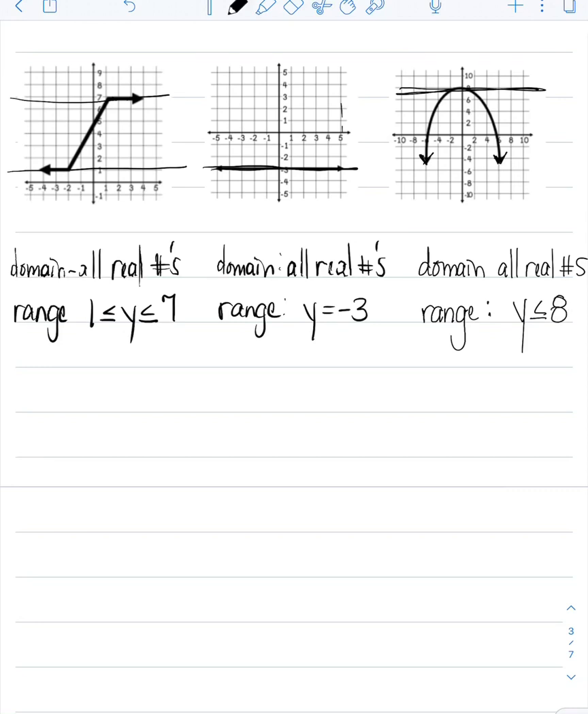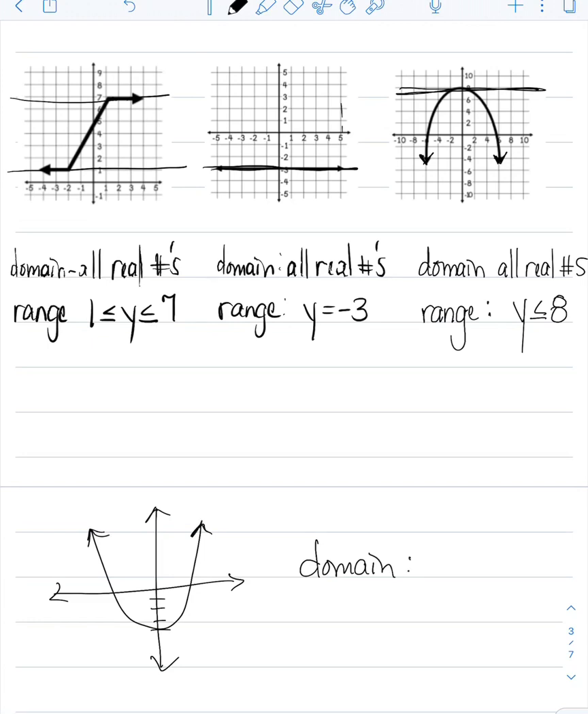So let's do another like that. And I'm just going to do a rough sketch of another example. So we have, and we'll later learn that this is called a parabola. And let's say that it goes down to there, okay? So first let's find the domain. And again, because of the arrows, that's going to be all real numbers.